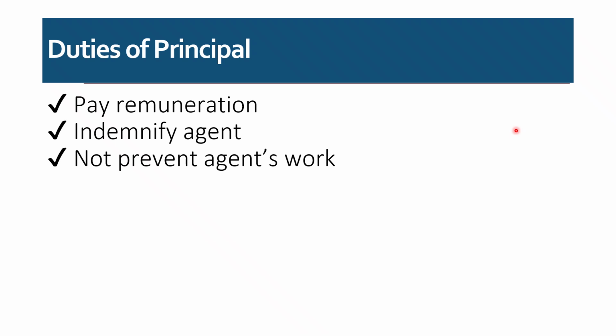The principal also has some responsibilities towards the agent. The first duty is to pay the remuneration. Whether commission or salary, payment must be made as agreed to the agent. Duty to indemnify the agent: if the agent faces loss while performing the lawful act, the principal must compensate for that loss. And duty not to prevent the agent's work: the principal must cooperate and not obstruct the agent's functioning. A healthy principal-agent relationship depends on the mutual trust and the responsibility that they share with each other.